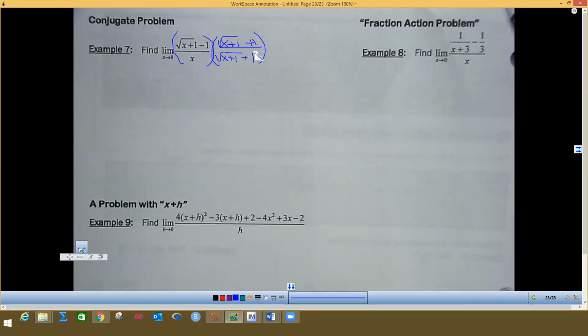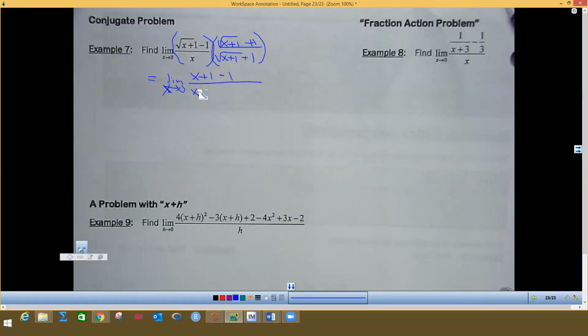That is called a conjugate, and when you multiply a conjugate, you get back the difference of two squares. So when you FOIL that top part, because it's a difference of squares, you get radical x plus 1 squared, and because it's a difference of squares, you need a minus. Then you square the 1 up here, and when you square 1, you get 1.